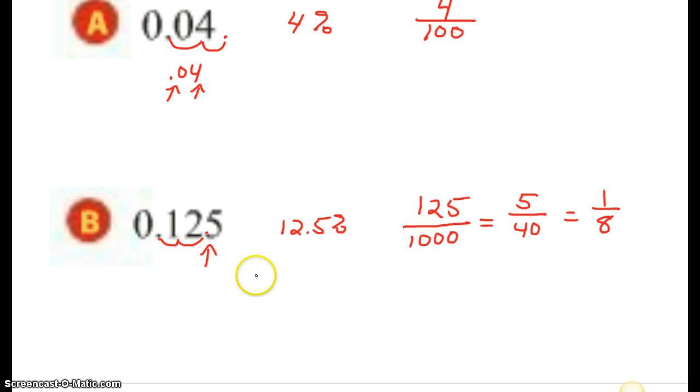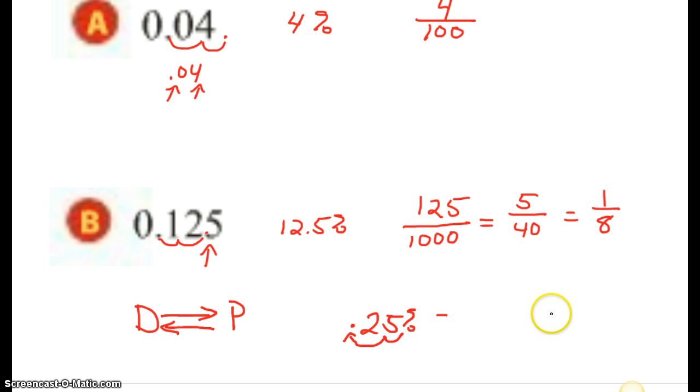Also, here's how I like to remember how to move the decimal place. We know that D comes before P in the alphabet. So if I want to go from decimal to percent, I'm going to go to the right, and move the decimal place 2 spaces to the right. This is just an easy hint. If I go from percent to decimal, I'll go the other direction. So if I had 25%, the decimal place would be right there. I would move 2 places to the left, and so 25% is equal to 0.25.